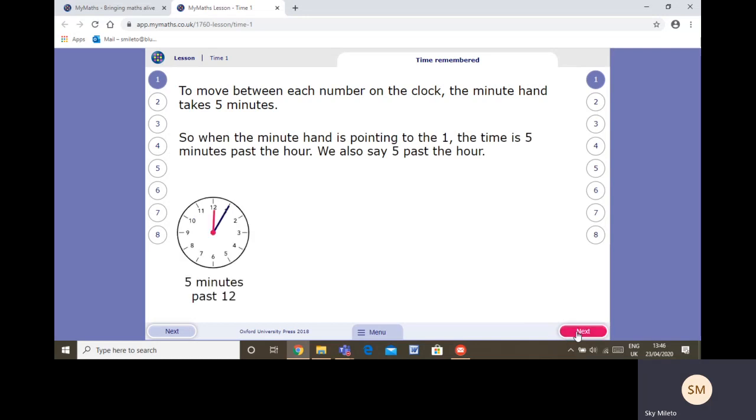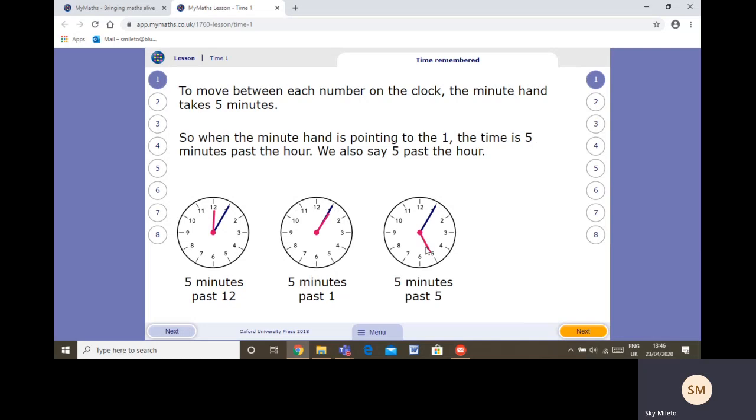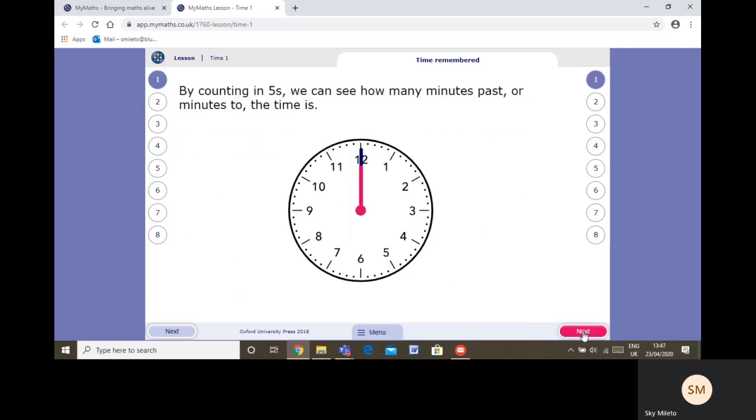So we could say 5 past the hour. 5 past 12, 5 past 1. Every time the minute hand's staying at the 1, it's the hour hand that's changing the time. 8:05. By counting in 5s, we can see how many minutes passed.